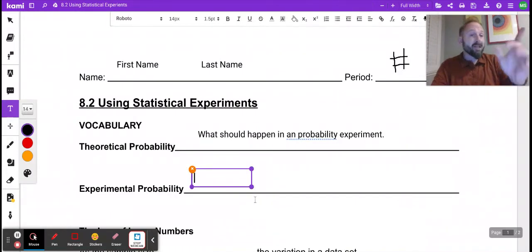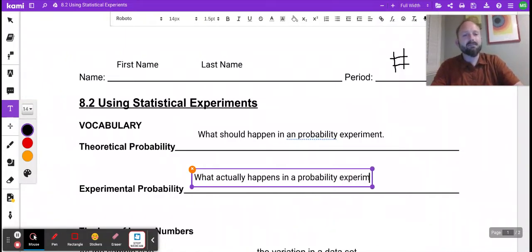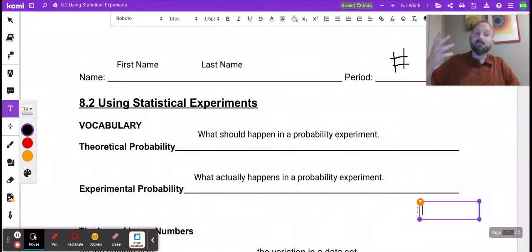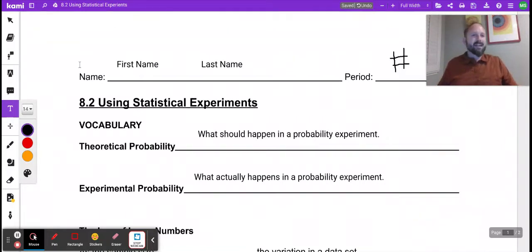Now, experimental probability is what actually happens in a probability experiment. So basically, let's say you have some loaded dice and you roll the dice and you get 6 50% of the time. Well, that shouldn't happen. And if that's the case, there's a flaw in the system and we're going to try to figure it out.